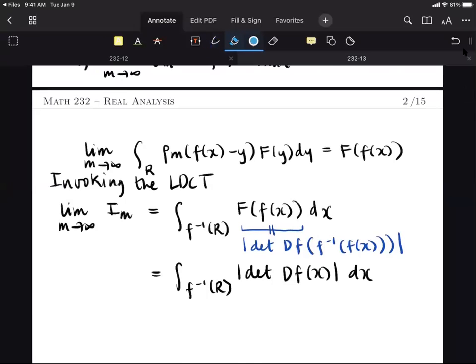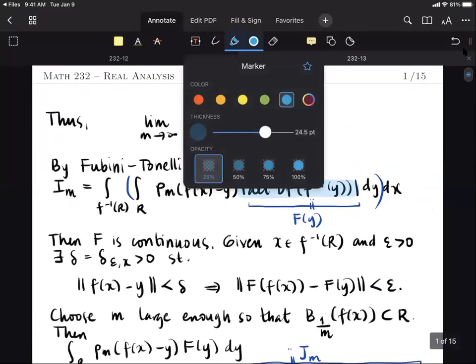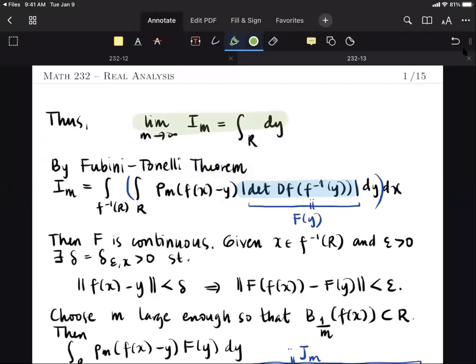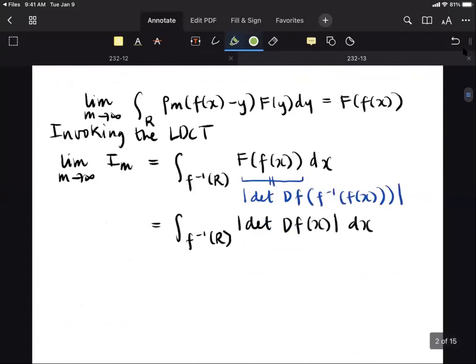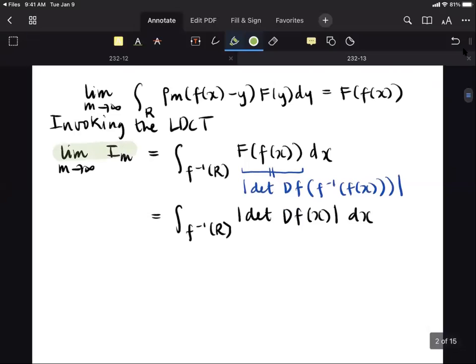So again, going back to what we have established. We calculated a while ago that the limit of the integral Im is the integral over r. We applied Fubini to interchange the order of integration. We have established that this limit is also equal to this one. The uniqueness of limits implies that the two limits must be the same. And this ends the proof of our claim.